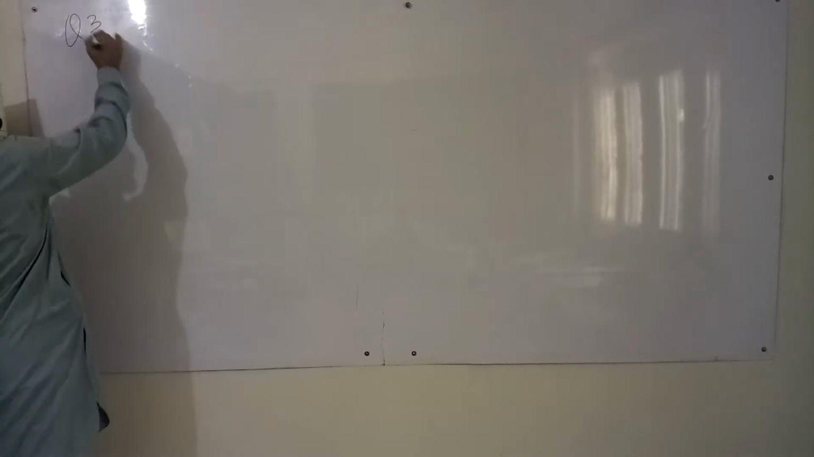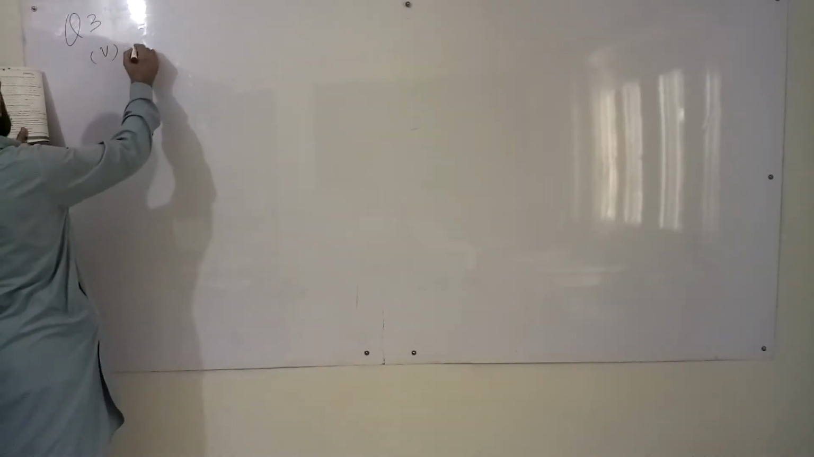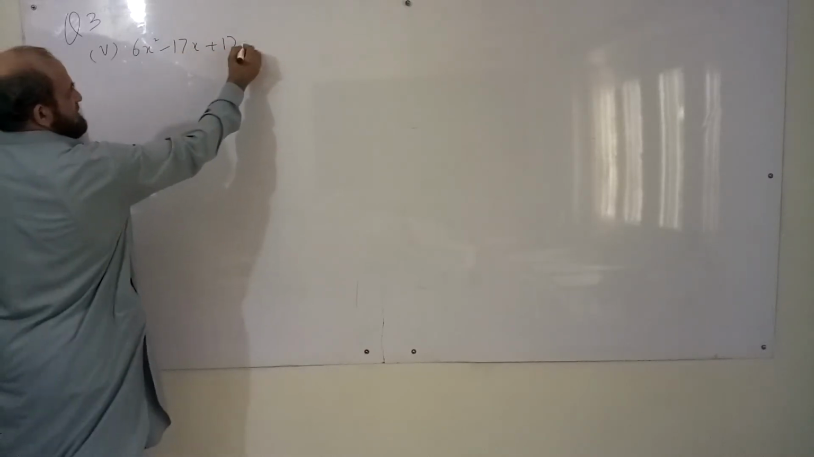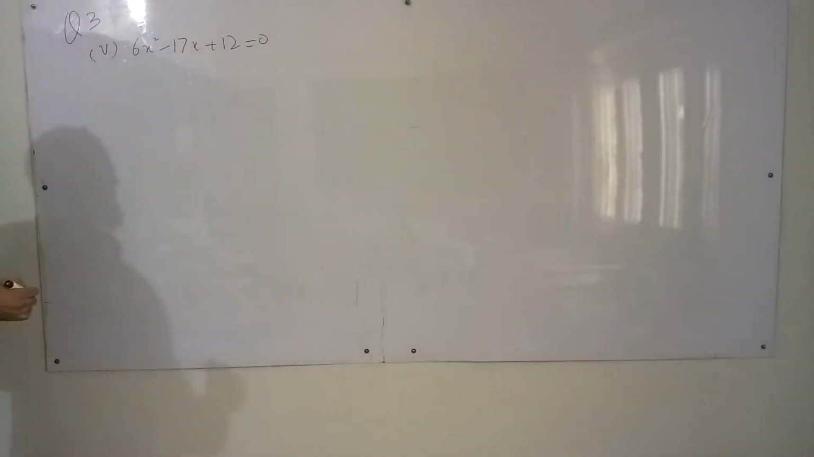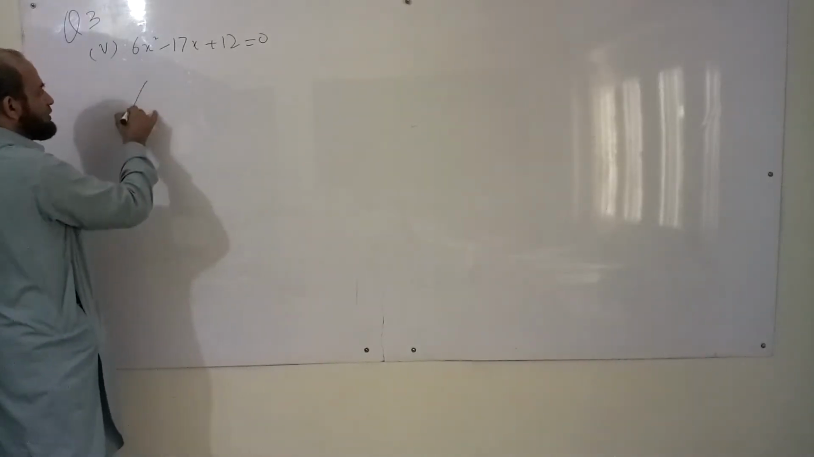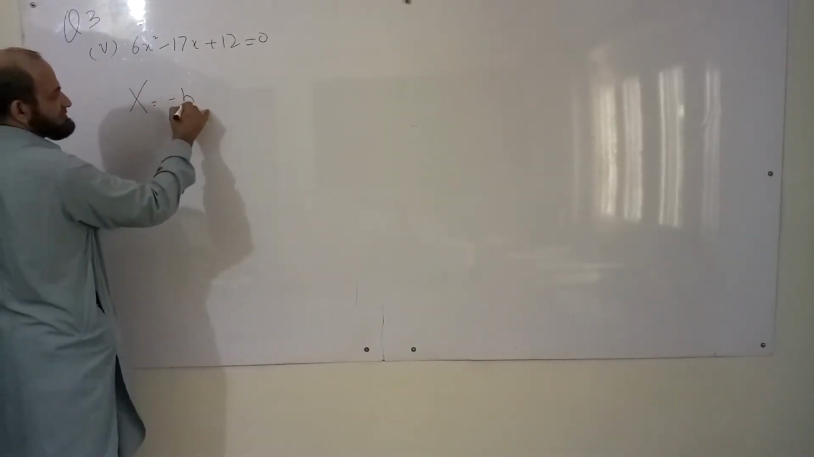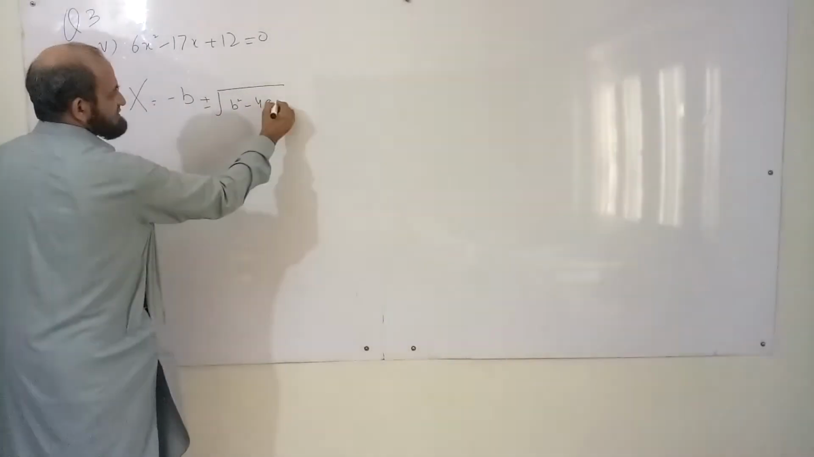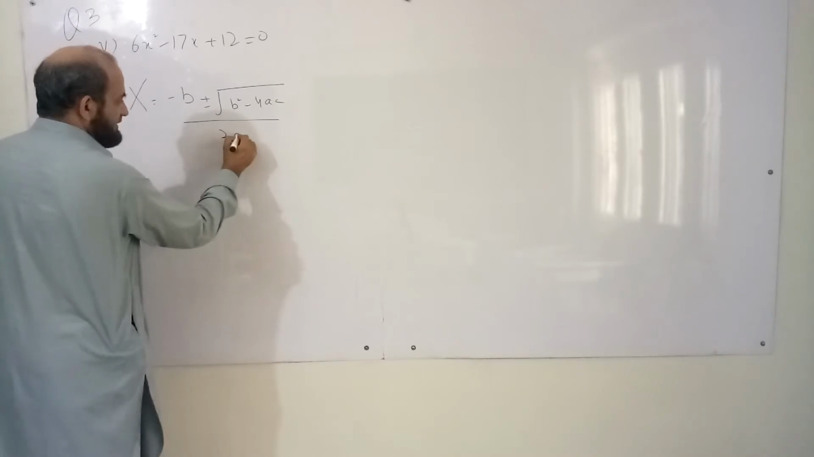Question number 3, part number 5. 6x square minus 17x plus 12 equal to 0. Here it says solve by the quadratic formula. The quadratic formula is x is equal to minus b plus minus square root of b square minus 4ac, divided by 2a.